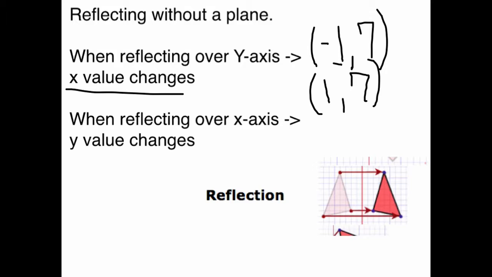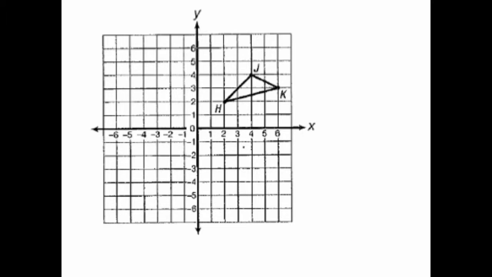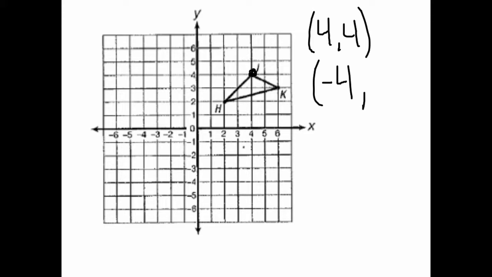And the opposite happens when you reflect over the x-axis. The y value changes. Let me show you. Here I have triangle JKH, and for this purpose we're just going to reflect point J. Point J is located at 4, 4. Now, if I want to reflect over the y-axis, which is my up and down axis, I know my x value is going to go from positive to negative. So I'm going to write that out, and then I'm going to prove it to you. This is going to be my new coordinates after I reflected over the y-axis.